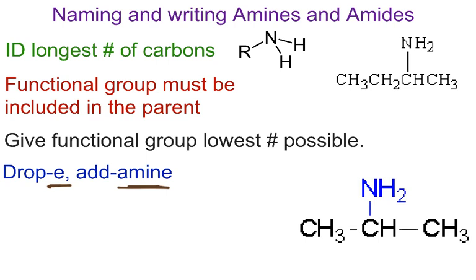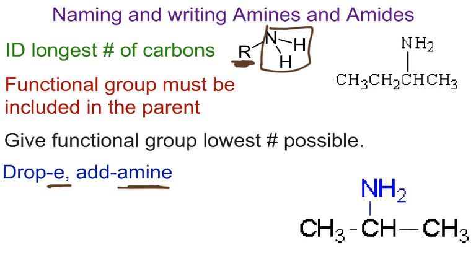So you recognize amines by some number of carbons. The R represents carbons, and they're connected to NH2. That's called an amino group. So when you have NH2 connected to some number of carbons, you have an amine on your hands, so we follow this way of naming it.